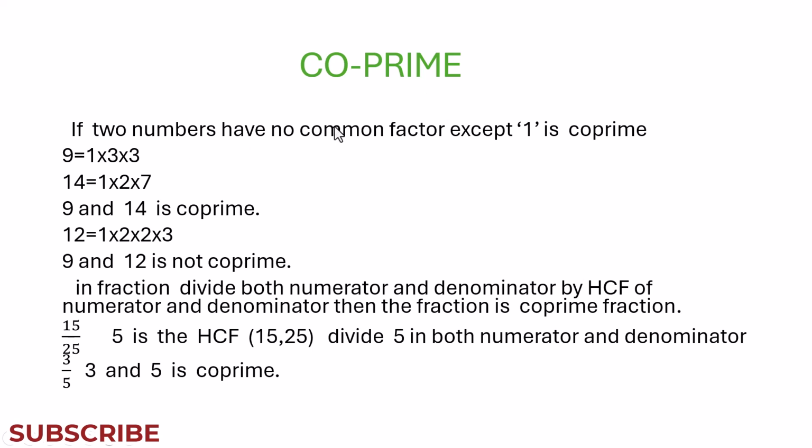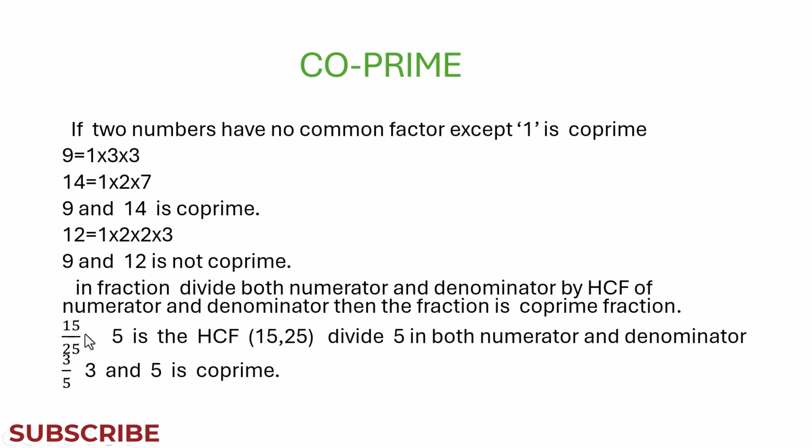And coprime. If two numbers have no common factor except 1, they are coprime. 9 has factors 1 and 3 and 9; 14 has factors 1, 2, 7 and 14. 9 and 14 have no common factor except 1, so 9 and 14 are coprime. But 12 and 9 have 3 as a common factor also, so 9 and 12 are not coprime. In a fraction, divide both numerator and denominator by the highest common factor of the numerator and denominator. Then the fraction becomes a coprime fraction.